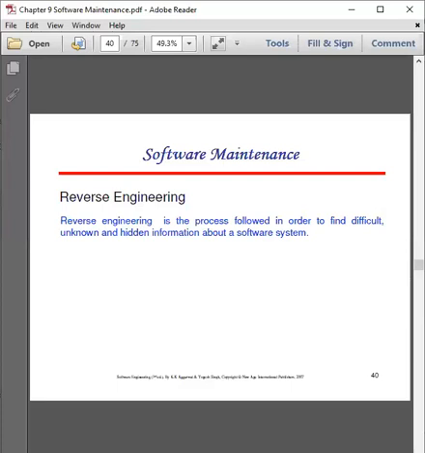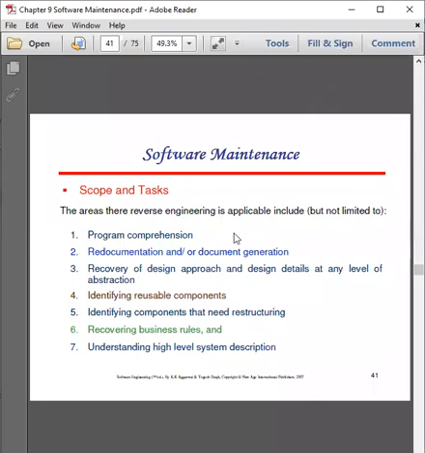What is the scope and task? The areas where reverse engineering is applicable include, but are not limited to: first, program comprehension; redocumentation or document generation; recovery of design approach and design details at any level of abstraction; identifying reusable components; identifying components that need restructuring; recovering business rules; and understanding high-level system description.